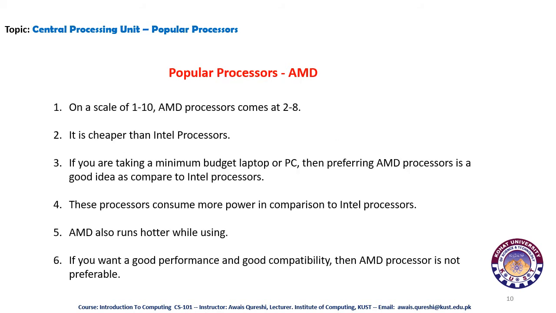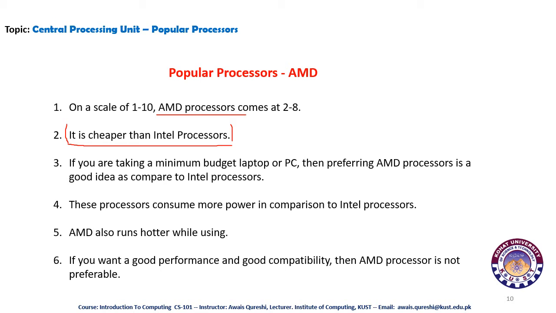So what is the scale of AMD processors? If we scale a processor from 1 to 10, AMD processors come at a scale of 2 to 8. The reason it is preferable to a consumer is that it's cheaper. This processor is not as expensive as Intel, but it is a cheaper processor as compared to Intel. If you are on a minimum budget for a laptop or a PC, then preferring AMD processors is a good idea as compared to Intel processors.